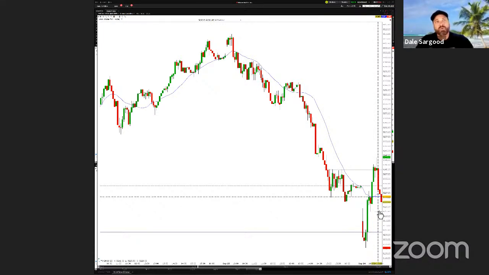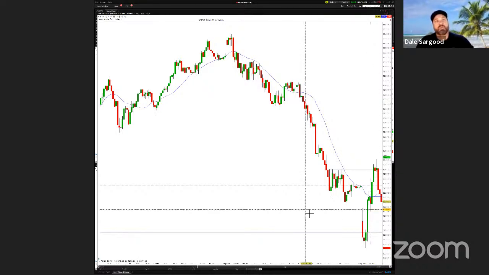So, well, what do I do? What do I do to get greater probability in the transaction? We wait for a commitment of strength. Right? We wait for a commitment of strength. So, what does that mean?